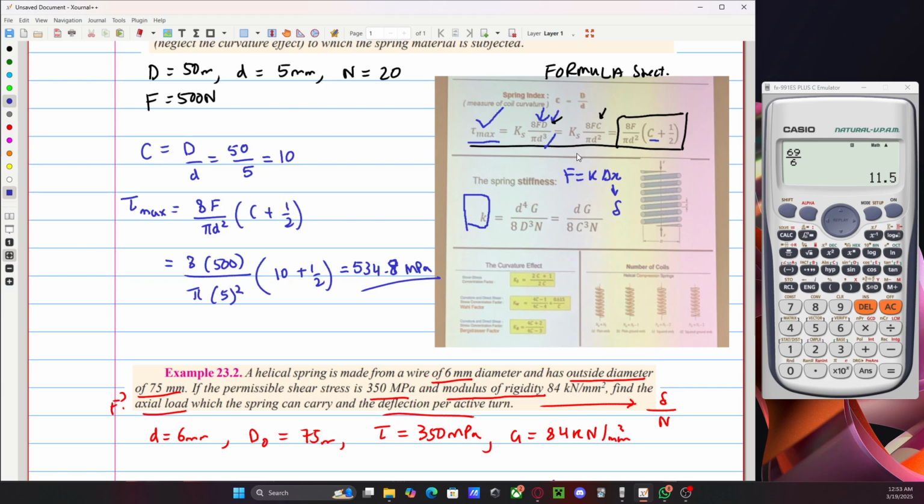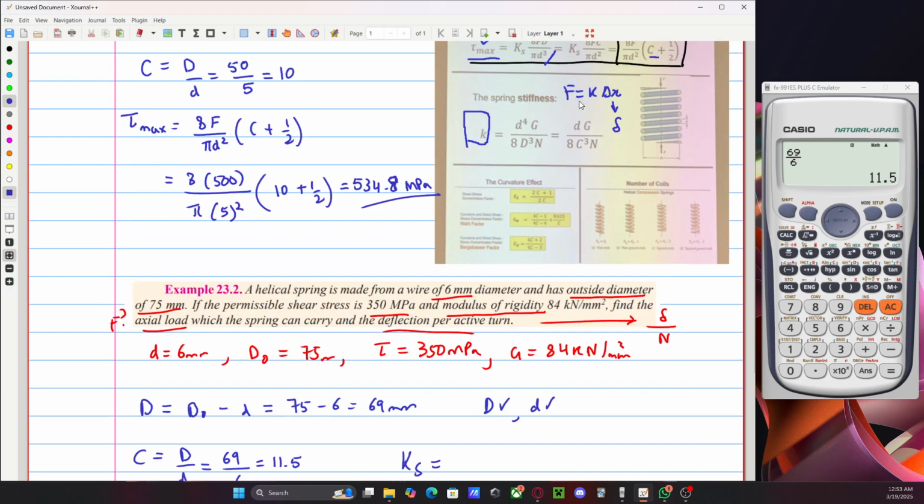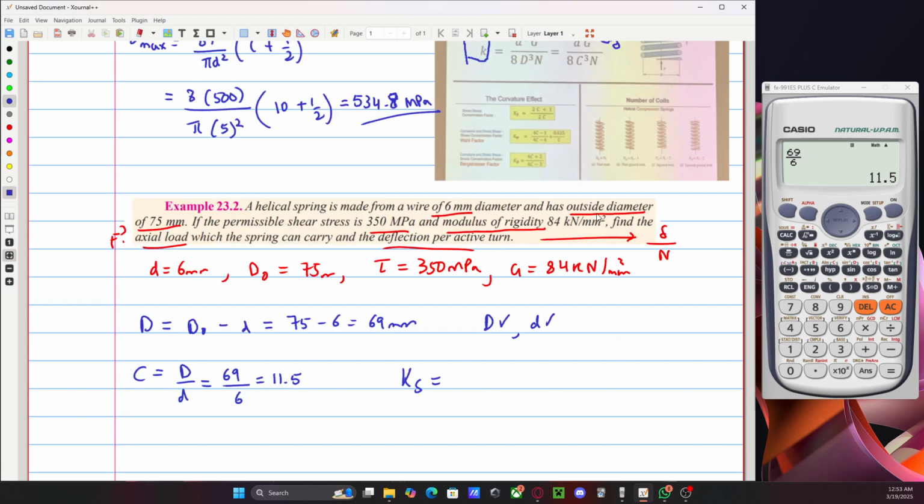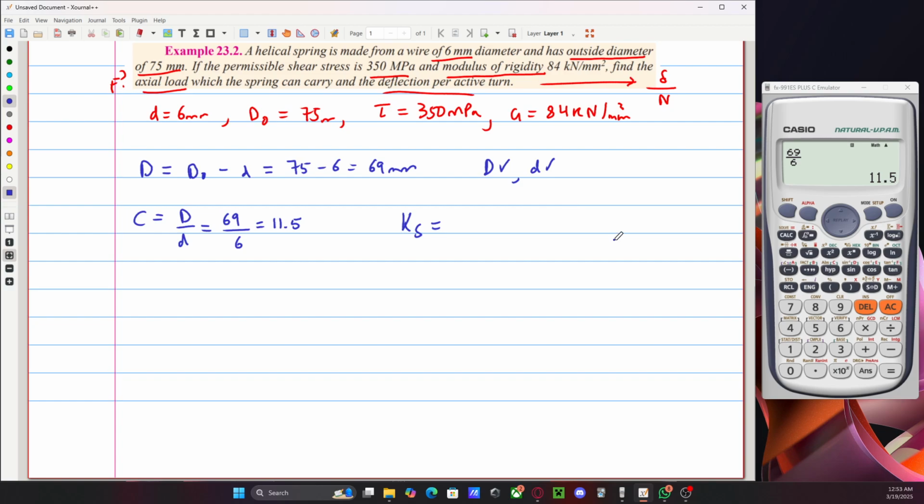So we can use this formula to work out our axial load. From the axial load, we can work out our deflection per turn. Now, let's try to find it out. So Ks is 1 plus 1 over 2c, right? So this is 1 plus 1 over 2 times 11.5.